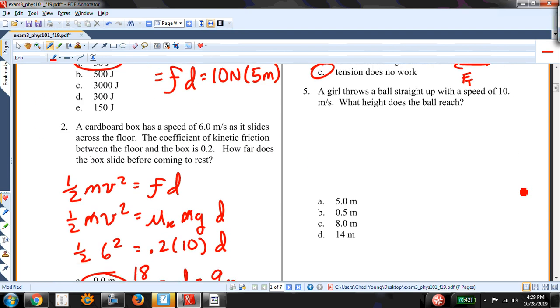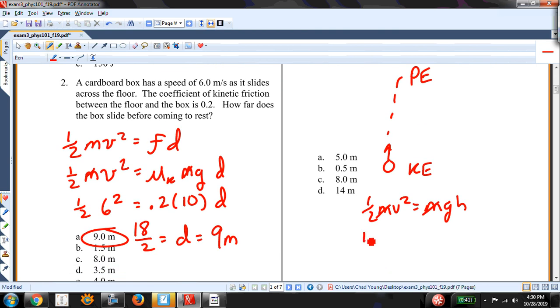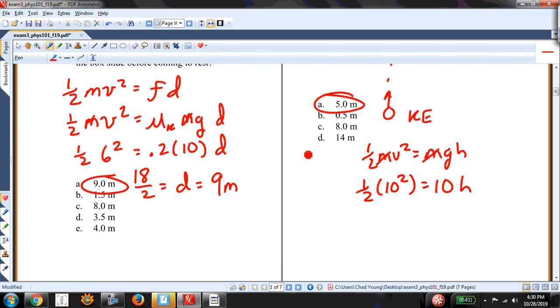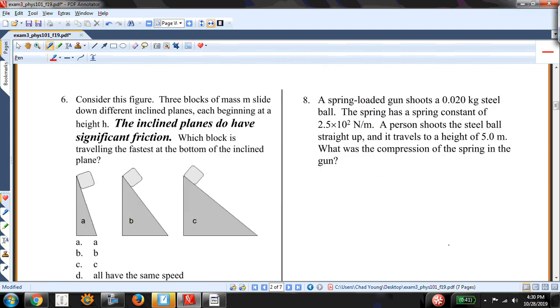A girl throws a ball straight up with a speed of 10 meters per second. How high does it go up? Well, down here it only has kinetic energy. Up here it only has potential energy. So I say 1/2 mv squared equals mgh. Masses cancel. And I have 1/2 of 10 squared equals 10 times h. I divide through by 10, gets rid of that, and 1/2 of 10 is 5. That's 5 meters for h. Consider this figure. 3 blocks of mass m slide down different inclined planes, each having a height h.